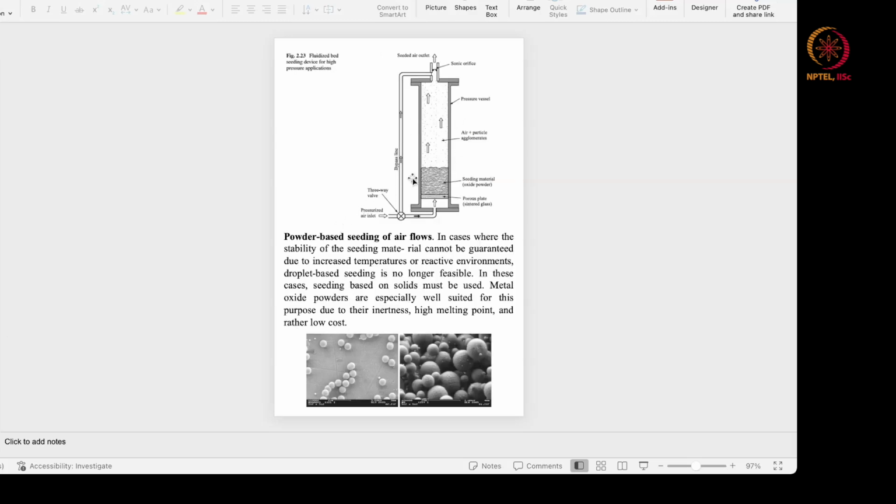And this is a fluidized bed. For example, if you want to generate solid particles, this is powder-based seeding. So you pass the air through a fluidized bed and what comes out of it is basically the particles. In these cases, metal oxide powders are routinely used because of their inertness, high melting point, and low cost. This is particularly important when you are dealing with combusting gases, because in reacting flows you cannot use oil. Okay, so we will stop here. In the next class, we will take on the lasers and then continue with our PIV.